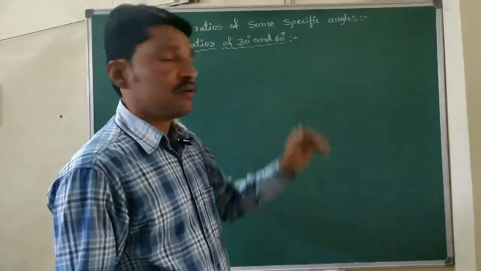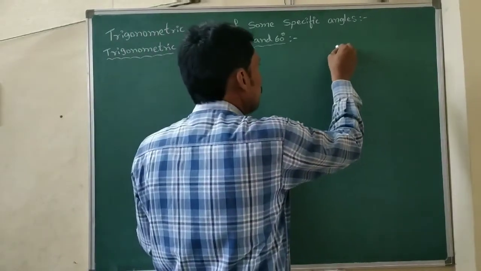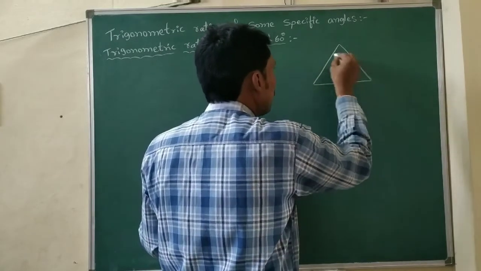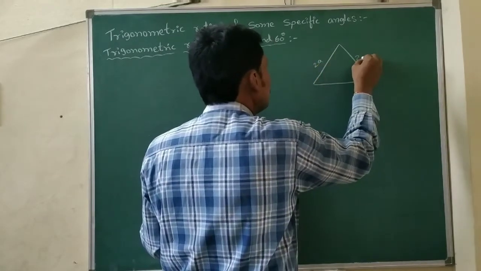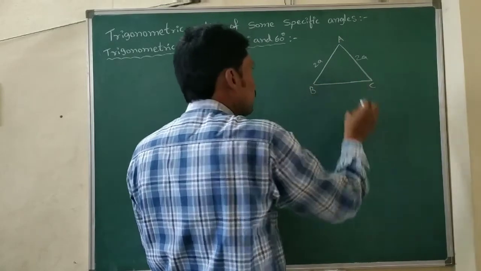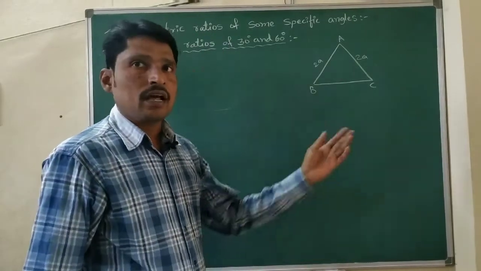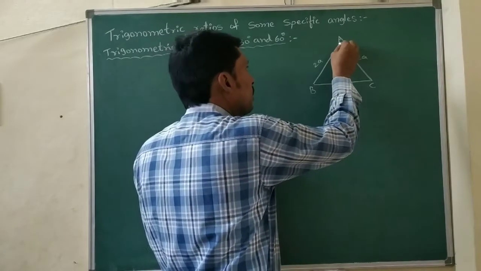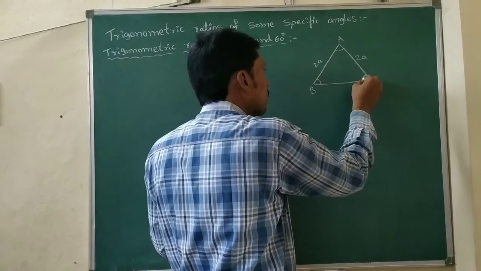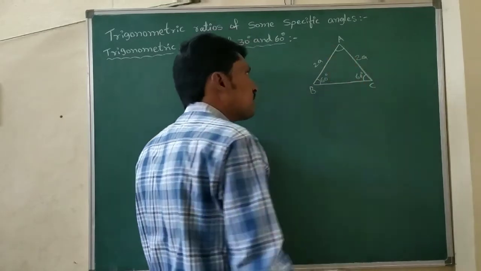Both values we find using one figure only. So here you can construct one equilateral triangle with each side 2a units. ABC is the equilateral triangle and each side is 2a units. Now draw a perpendicular bisector of angle A. In an equilateral triangle all angles are 60 degrees. Here also this is 60.